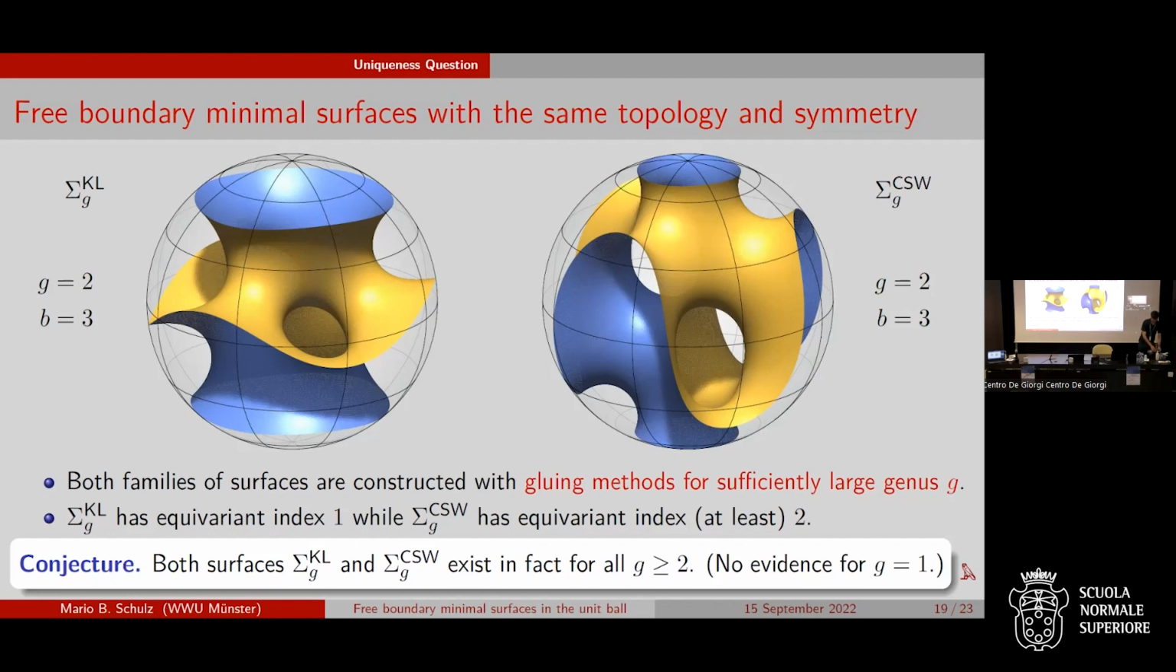Conjecturally they exist also for small genus, but the proof doesn't give any hint whether this is true or not. Also, curiously, we have no evidence for genus 1.